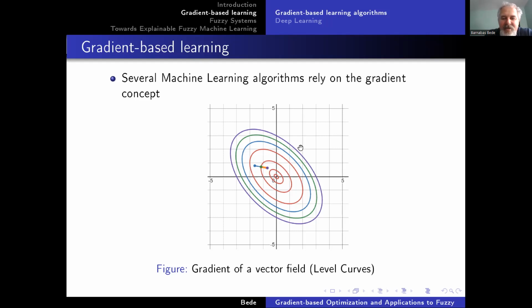So these are like higher level sets. Like let's say this is at level 7. So the z value for this is a 2D graph, and the z value for this is 7, like 6, 5, 4, 3, 2, 1, 0 at the center, let's say. So gradient basically is a vector field that is perpendicular to these level curves.